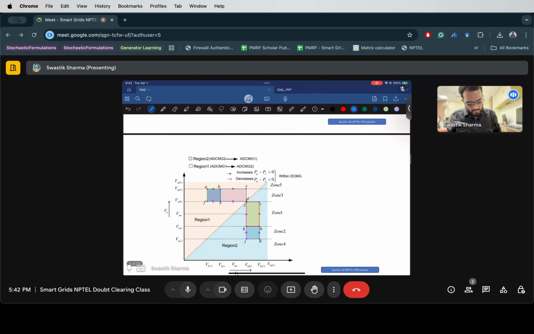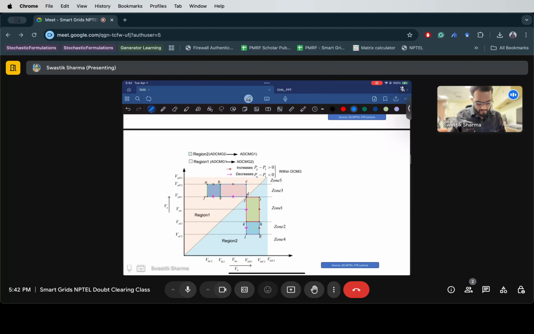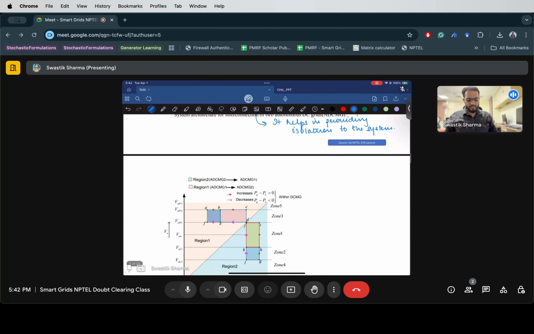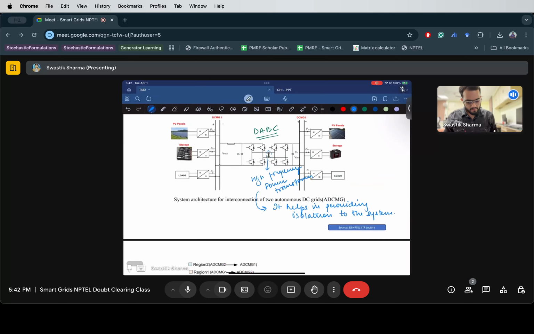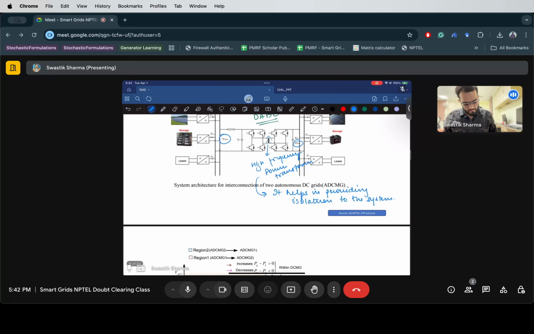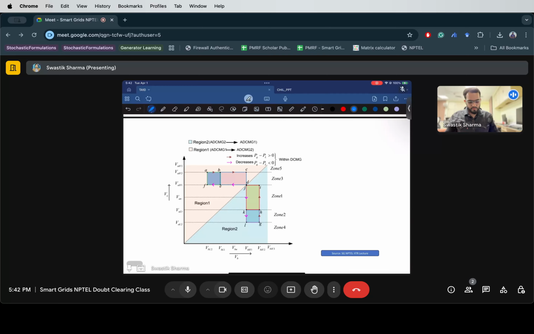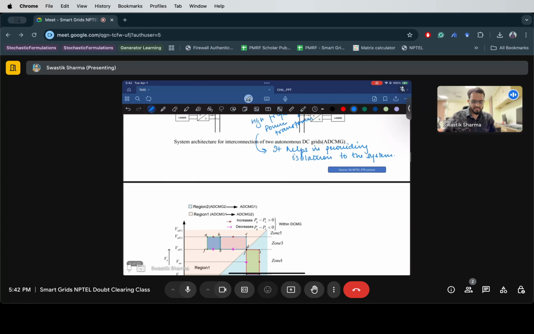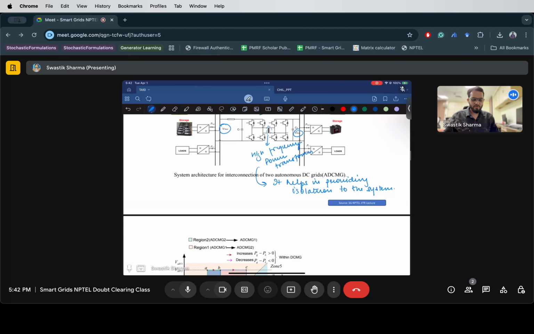And the control is fairly simple. It is divided into separate zones, and you have two regions. Based on the voltages at V1 bus and V2 bus, the control, here they have represented it as VA and VB, but it's essentially just V1 bus and V2 bus. Based on the voltages, when they are not the same, if one voltage is higher than the other, the power is transmitted from the higher voltage level to the lower voltage level, right?